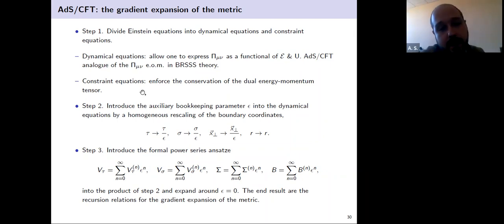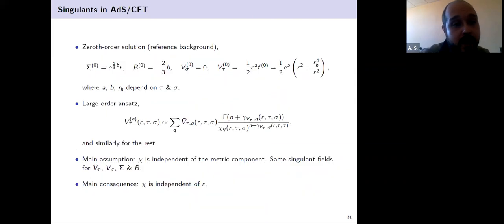We introduce again this auxiliary bookkeeping parameter epsilon, which is going to count the number of space-time derivatives, through this homogeneous rescaling of the boundary coordinates, keeping the radial coordinate untouched. Then you just put forward a formal power series ansatz for the different functions which parameterize the metric in terms of epsilon. Replace this into the dynamical Einstein's equations with epsilon introduced. Expand around epsilon equals zero, and then you have a solution. So this is the reference background that you would find.